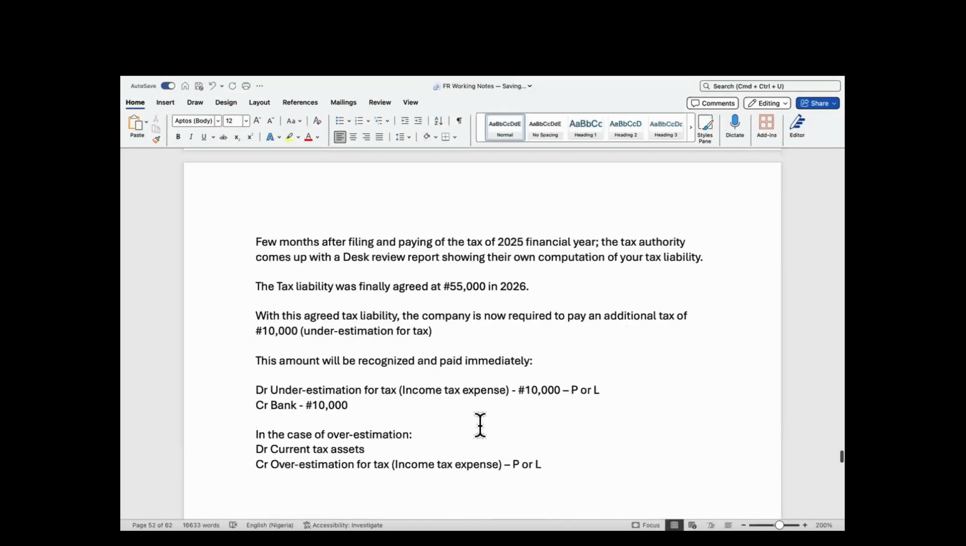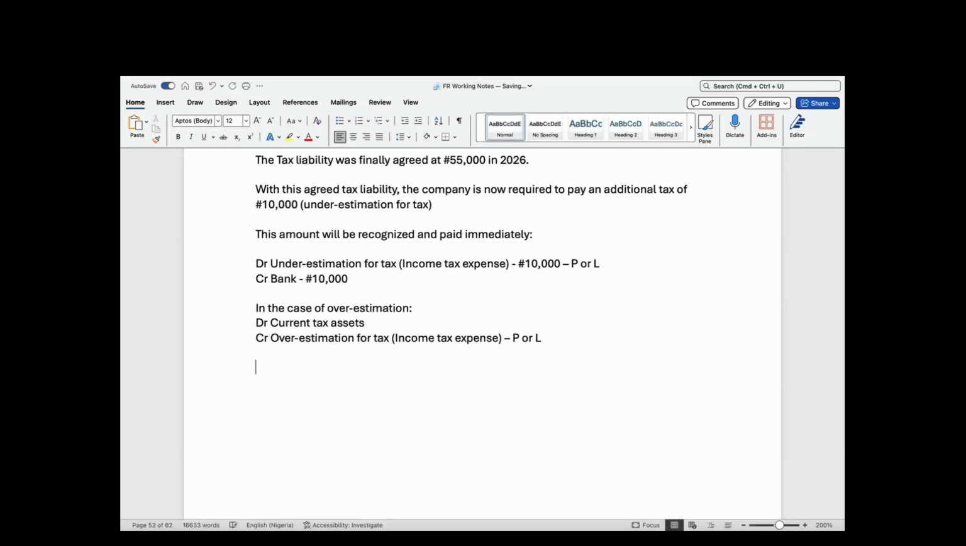Now, I need you to have something at the back of your mind. This is really important. Let me write it in red. So, note: the principle in IAS 12 is based on the matching concept.